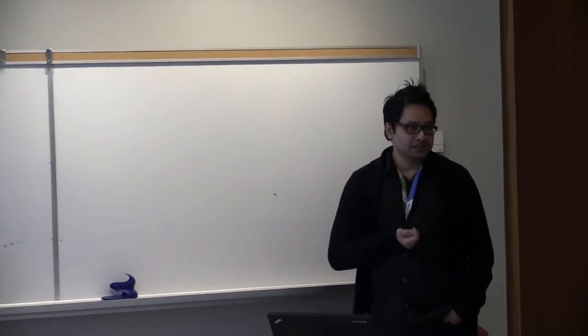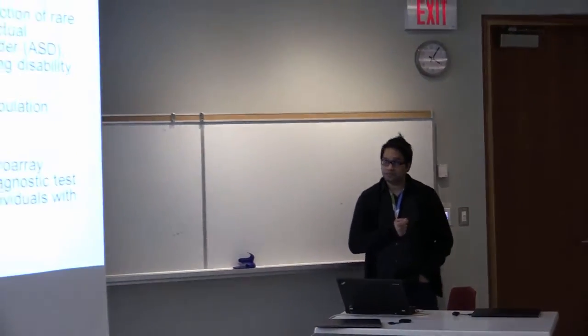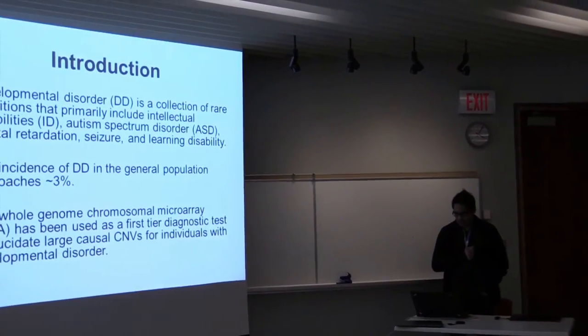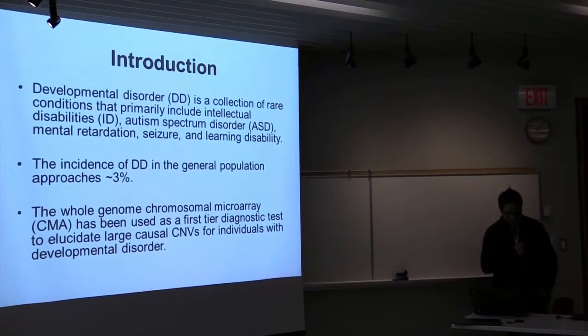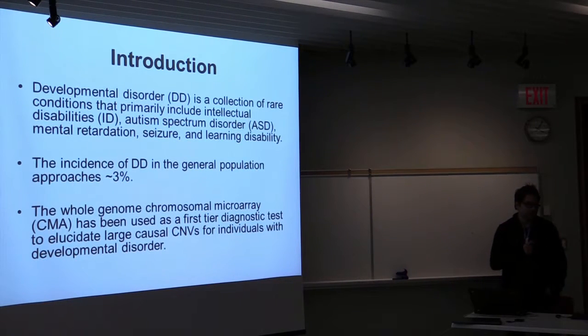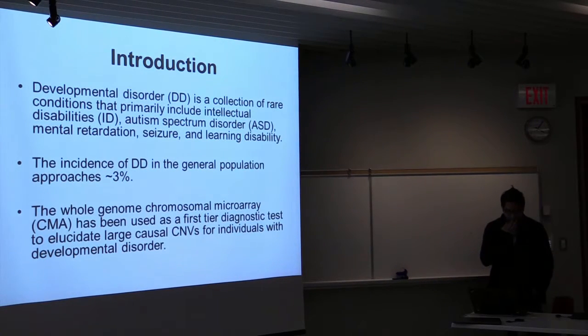Okay. So just an introduction to developmental delay. It's a collection of rare conditions and that primarily includes intellectual disabilities, autism spectrum disorder, mental retardation, and learning disabilities. And the population prevalence of developmental delay is about 3%.